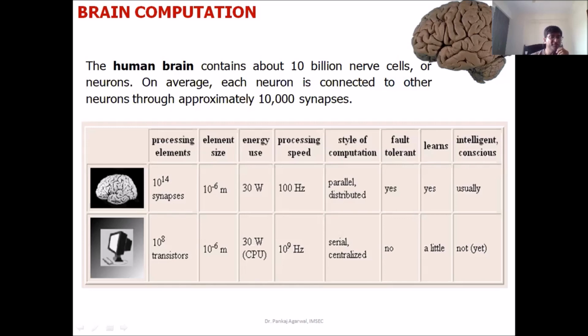You can look at the difference in the number of processing elements that a human brain has: 10 to the power 14 is a huge difference from 10 to the power 8. These different parameters help us gain a little understanding. The most beautiful part is the style of computation. In the human brain, the style of computation is always parallel and distributed. The human brain never processes in a serial fashion, but computer systems usually work in a serial and centralized fashion.